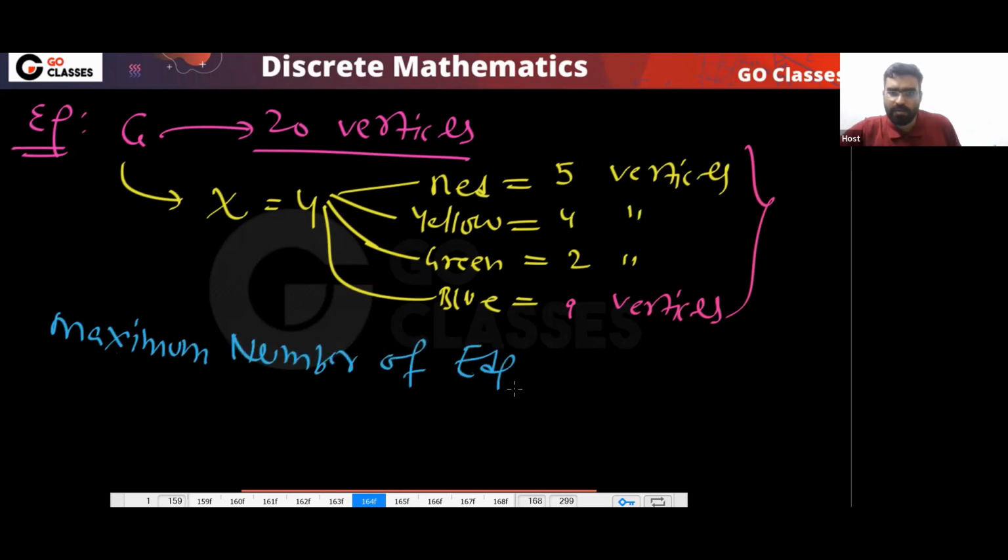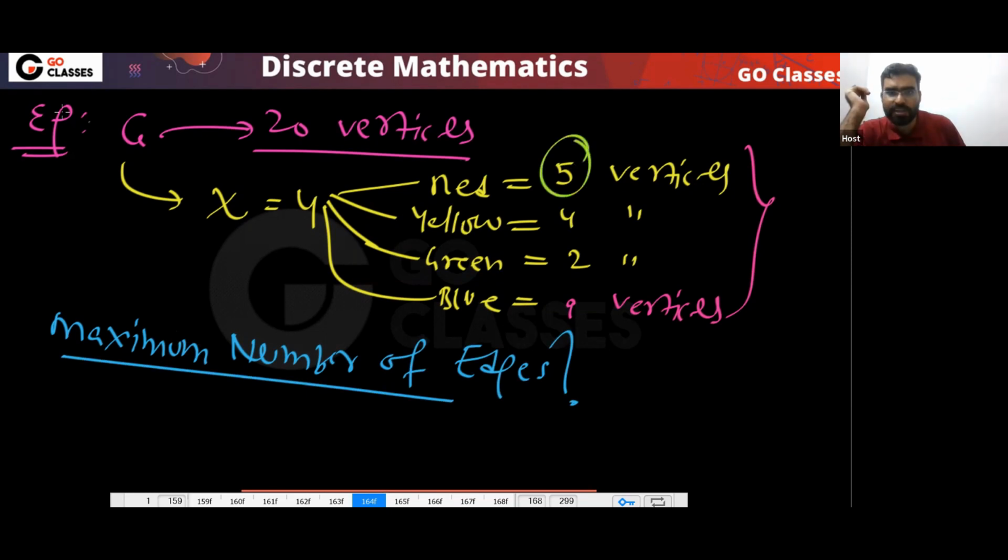What is the maximum number of edges now? So very simple. Between every vertex of this and every vertex of this, there will be an edge. Yes or no? Between every vertex of red and yellow, this is what you will do. For every pair of vertices, you will create an edge. You can take one vertex from here, one vertex from here, and you will create an edge.